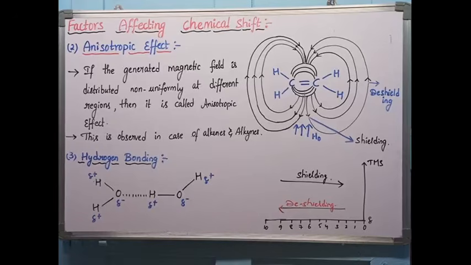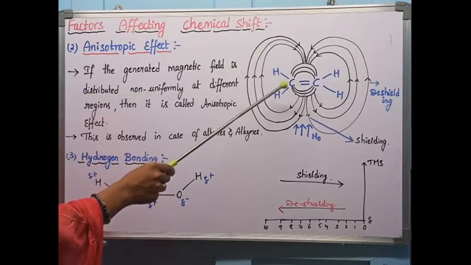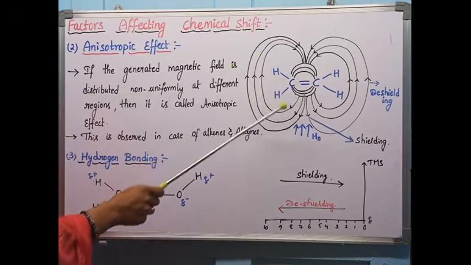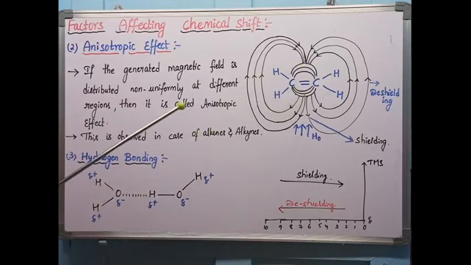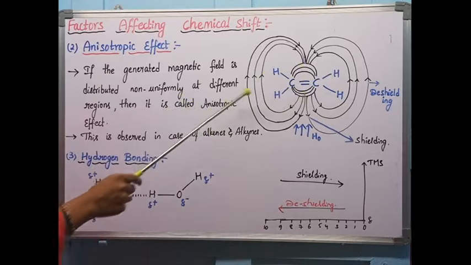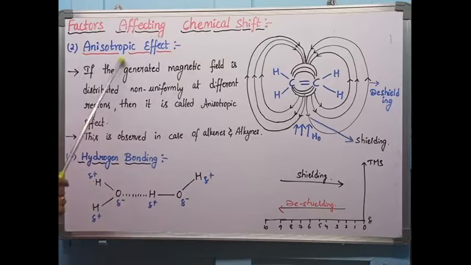Now let us see the second factor, that is anisotropic effect. Okay, so we know that a chemical bond consists of electrons. So when any chemical bond is present, there is electron rotation. Because of the rotation of electrons, there is production of a secondary magnetic field. If this secondary magnetic field is equally distributed, then it is called isotropic effect. If this secondary magnetic field is unequally distributed, then it is called anisotropic effect.